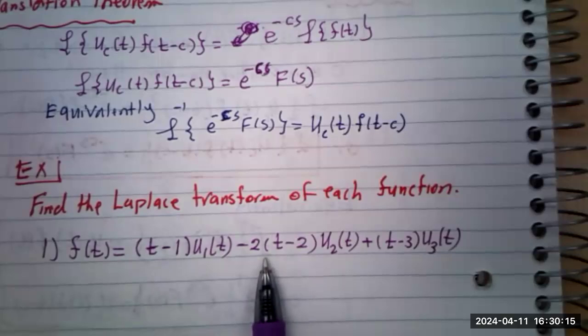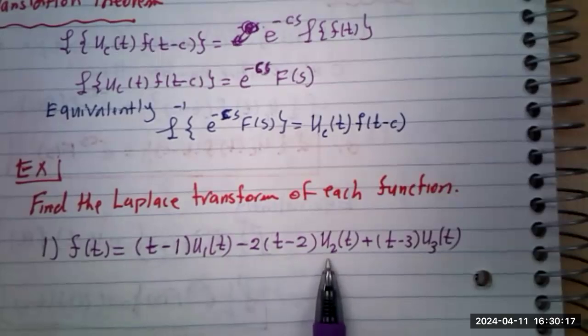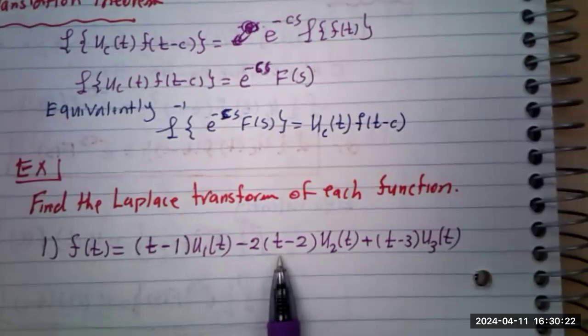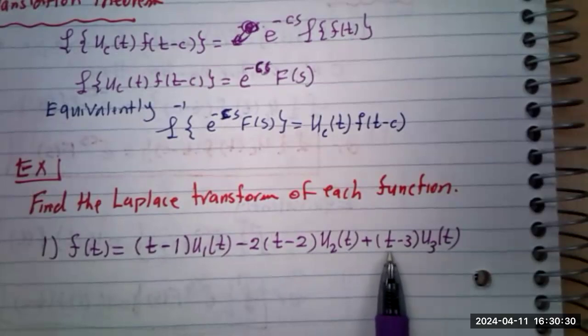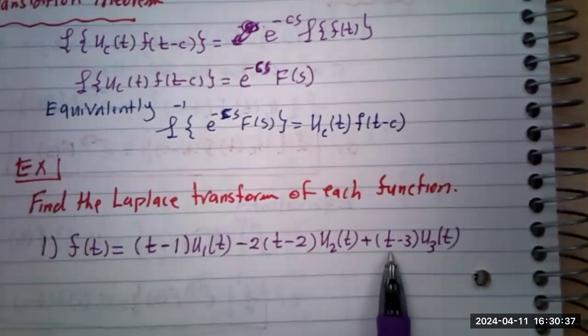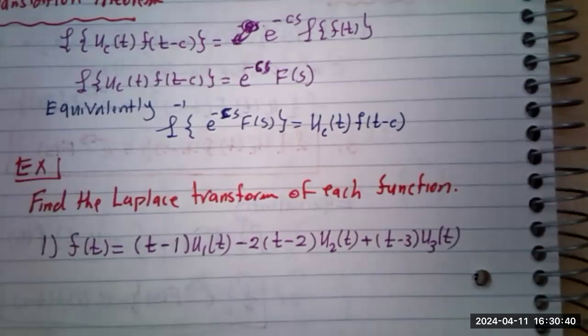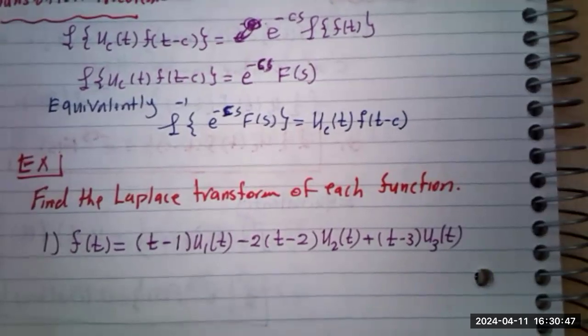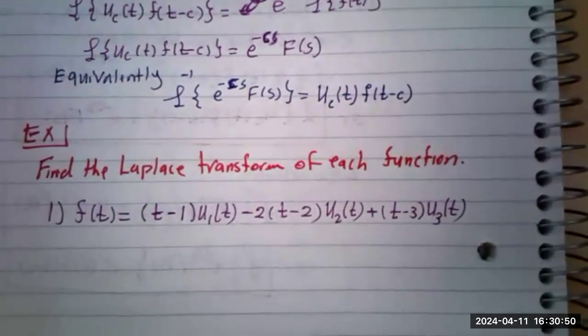This would be negative 2. Since you have u2, it's going to be e to the negative 2s times the Laplace of f of t. This is f of t minus 2, so again, it's going to be the Laplace of t. This is u3, e to the negative 3s, Laplace of f of t, which is t again. Okay, so don't multiply it out. If you multiply it together, some people say, I'm going to multiply it and do it again. No, you just do it as is. It's nicely given to you.